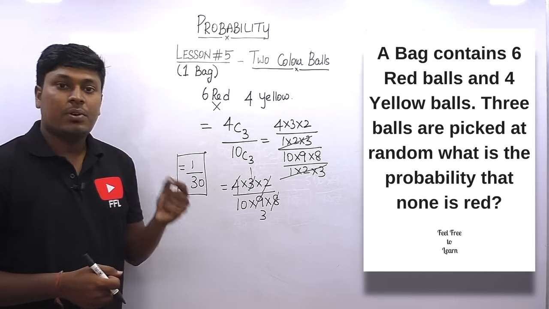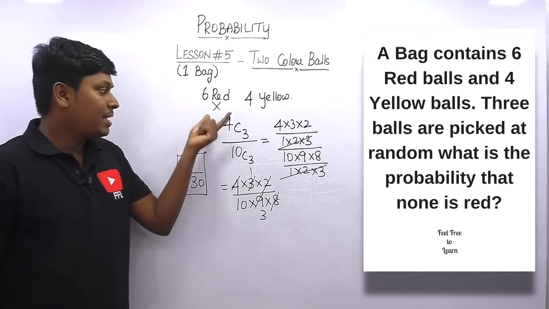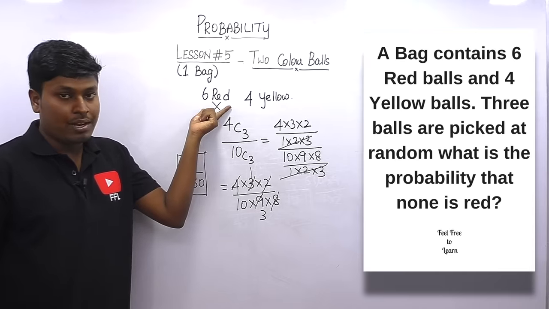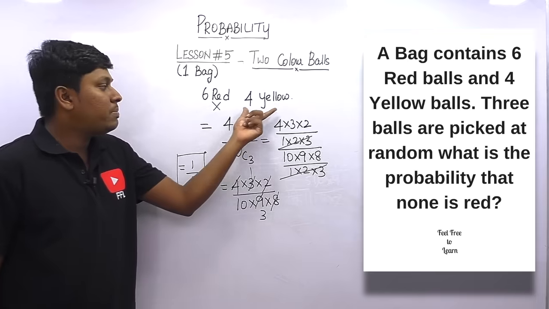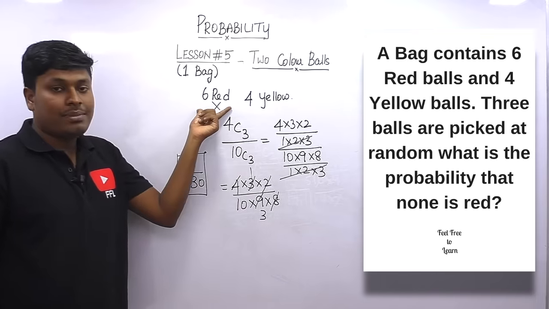So remember that if the concept is based on none is red, that means you should not pick any red color ball. If it is none is yellow, then you should not pick yellow color ball. You should take balls from the red colors.